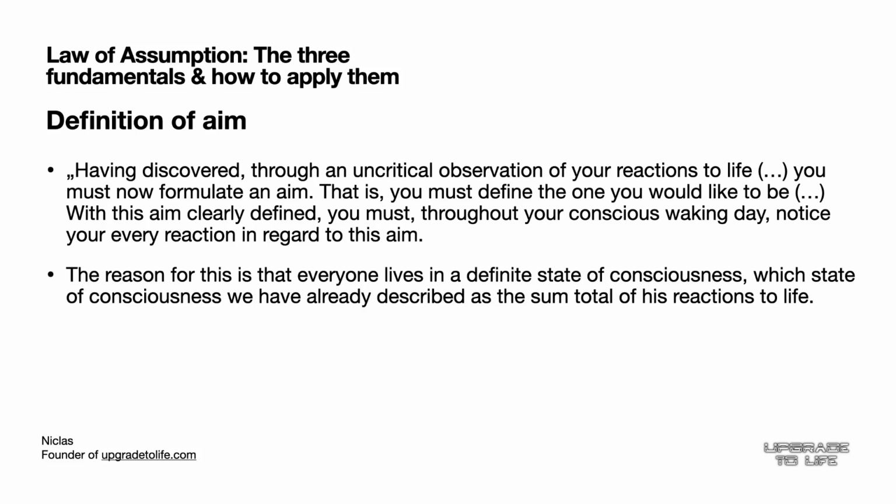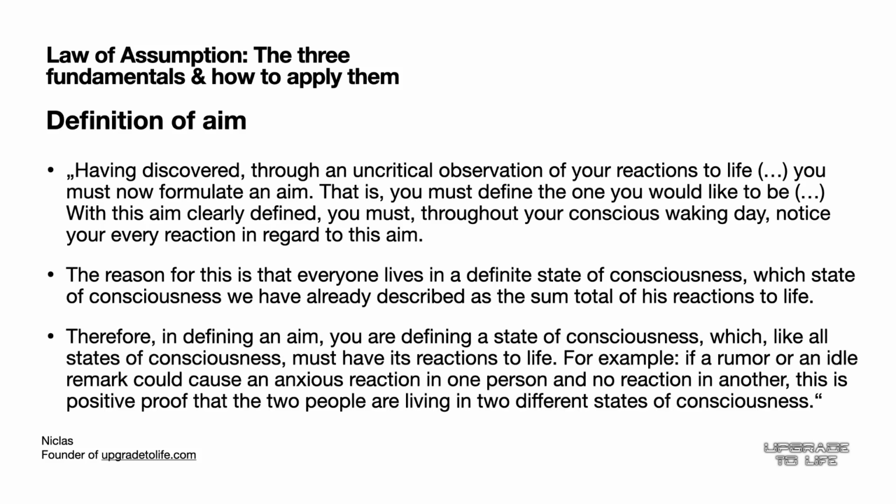So he says, the reason for this is that everyone lives in a definite state of consciousness, which state of consciousness we have already described as the sum total of his reactions to life. Therefore, in defining an aim, you are defining a state of consciousness, which, like all states of consciousness, must have its reactions to life. For example, if a rumor or an idle remark could cause an anxious reaction in one person and no reaction in another, this is positive proof that the two people are living in two different states of consciousness. That's straight to the point.